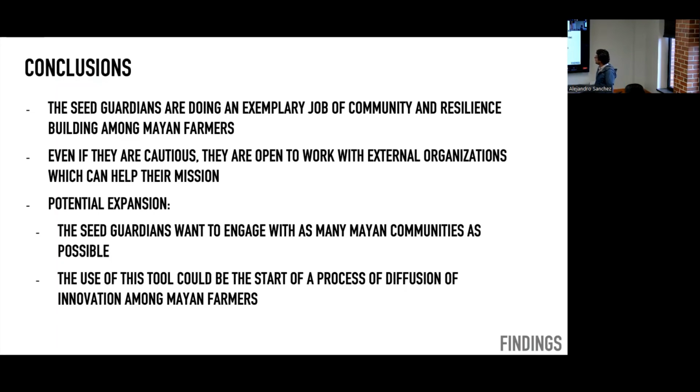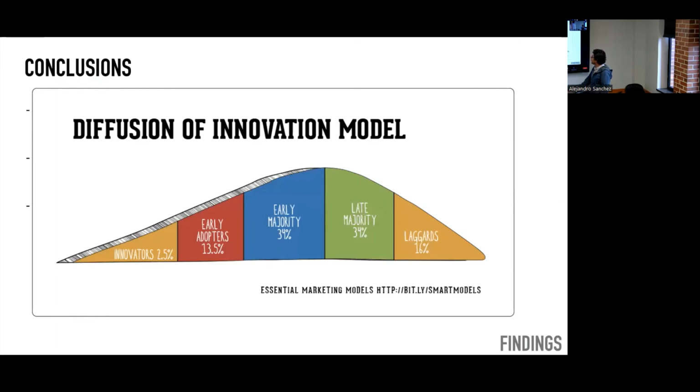So, potential expansion. The seed guardians want to engage with as many Mayan communities as possible because Mayan communities are also in Belize, Guatemala, and Mexico. The use of this tool could be the start of a process of diffusion of innovation among Mayan farmers. For people that don't know how the diffusion of innovation model works, it's how all of the innovation that we get in life works. So first, we have the innovators, the people that like to have the latest of the latest.